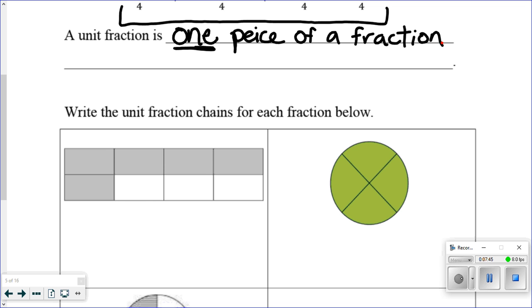Azalea? Can I read my question one more time? How many pieces are in the whole? There are 8 pieces that make up a whole. So in our first piece that you shaded in, what is that piece called? What's the name of that one tiny piece? Ethan? 1/8. Go ahead and write in there 1/8.